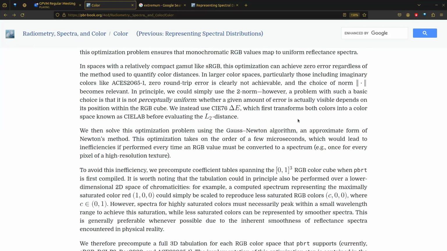In spaces with a relatively compact gamut like sRGB, optimization can achieve zero error regardless of the method used to quantify color distances. In larger color spaces, particularly those including imaginary colors, when zero round trip error is clearly not achievable, the choice of the norm becomes relevant.